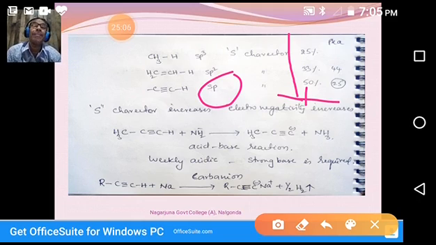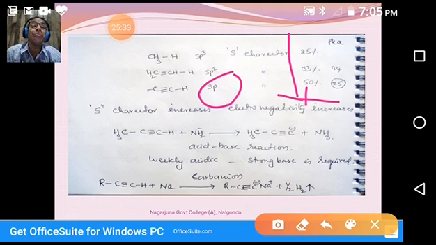Why? The s orbital is at the center, nearer to the nucleus. That's why electrons are attracted towards the nucleus. Thereby, the bonded electron is attracted towards the carbon, in the case of sp. That's why that C-H bond is polarized.